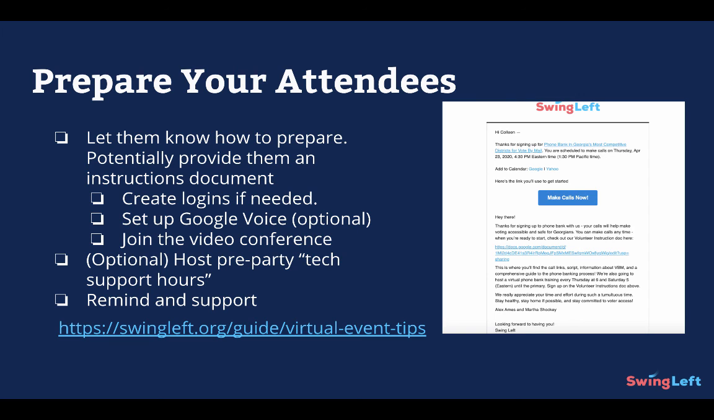So how do you prepare your attendees? Usually there's just a few things that attendees need to do before they join a remote phone bank. Those are things you'll want to send to them before the day of the event. For some of the phone banks, you'll need to have them create a login ahead of time. That's true for OpenVPB. They may want to set up a Google Voice. This is optional. If people feel more comfortable calling through a different number, they can install the Google Voice app on their cell phone.